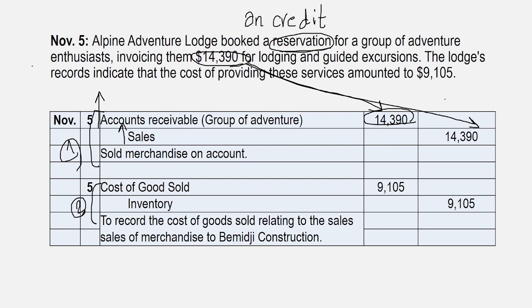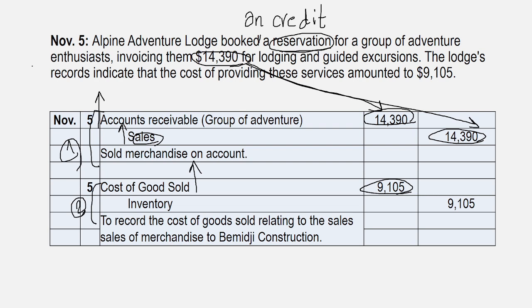For the next level, in fact, for recording the cost of services in a merchandising company, we need to use the account with the name of cost of goods sold. This account also increased because the lodge has incurred a cost of $9,105 to provide the services. So cost of goods sold is unlike sales, because whenever we experience an increase in cost of goods sold, we consider costs and expenses as a debit. But for sales or revenue, we consider any increase as a credit.